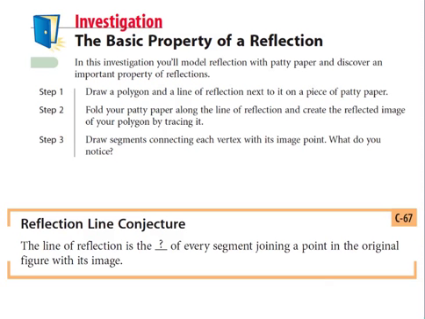what I want you to do is go ahead and fold your patty paper on that line of reflection. And then go ahead and trace the polygon image so that it's on the other side of the line. Okay?